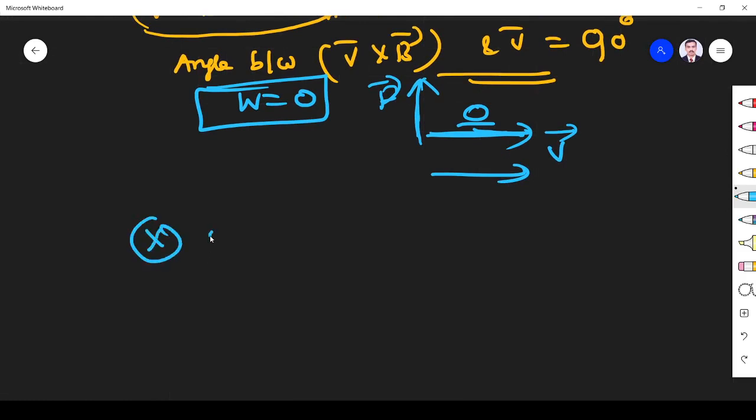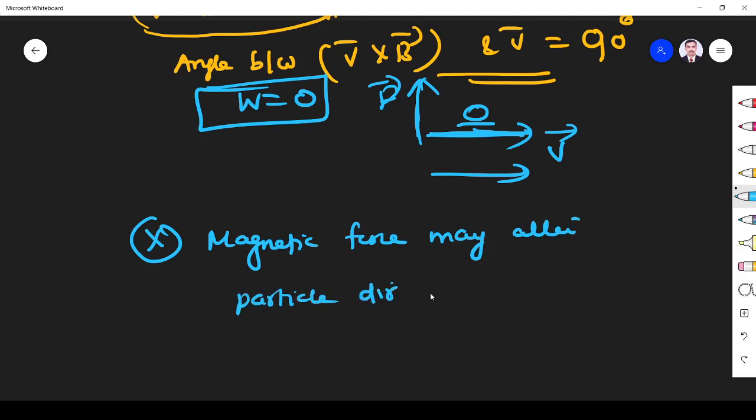very, very important conclusion. Magnetic force may alter particle direction, but it can't alter the speed, because it won't do any work. Alter the speed, right? This is a very, very important point to be noted.